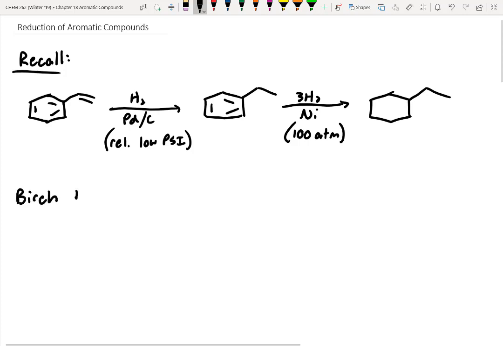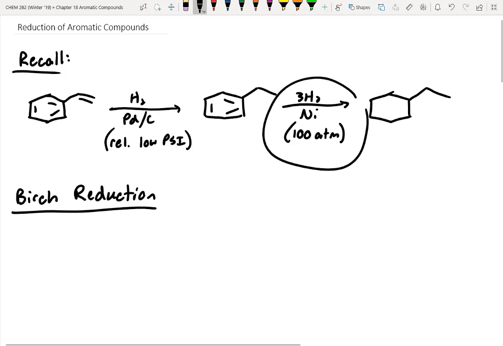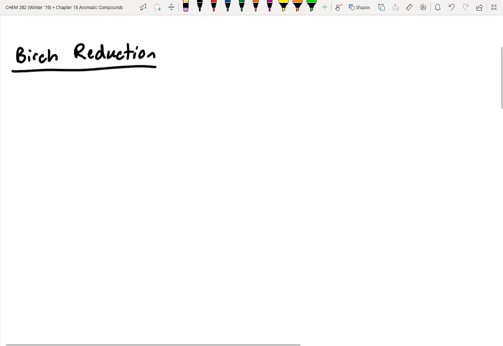Could you do that top reaction in one step by just throwing in the palladium on carbon and nickel and increasing the pressure? Yeah, if you wanted to go straight from point A to point B, all you would need to use is this last reagent and just really blast on it. It will reduce alkenes just as well as the aromatic ring. Good question. All right, so the Birch reduction is a little bit different.